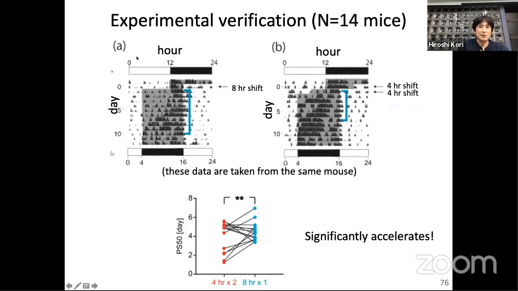And this is experimental verification using mice. You can see this is a one-step jet lag, and recovery is slow. And we use the same mice and give these two-step jet lags to the same mouse, and you can see the recovery is much quicker. And this is the statistical data, showing that the two-step jet lag is significantly faster than the case of one-step jet lag.